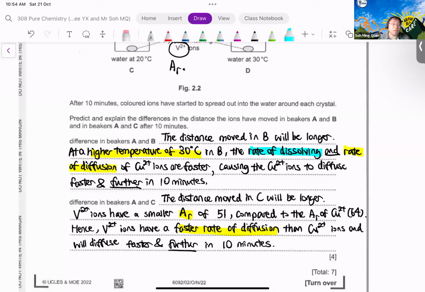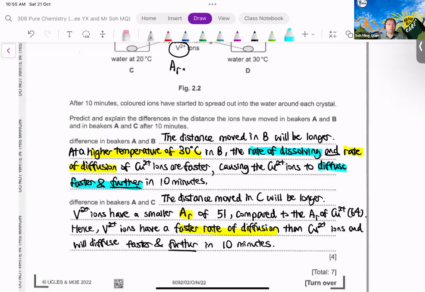Now, rate of dissolving, you learned it in Sec 1. They can test Sec 1 stuff as well in the Pure Chem exam. So you have learned, right? As temperature increases, the rate of dissolving also increases, as well as the solubility. All right. So you need to know this. The rate of dissolving followed by the rate of diffusion is also faster. Therefore, the ions will diffuse faster and further. Many of you always leave out the further, the distance. The distance moved is further, longer.